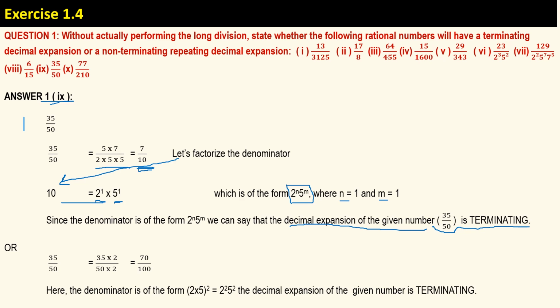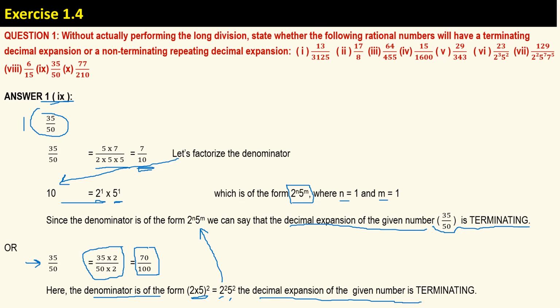If you notice this given number, we can easily solve it in another manner by writing 35 divided by 50 is equal to 35 multiplied by 2 divided by 50 multiplied by 2. What we have done here is that we have multiplied and divided the number by 2, and we got 70 divided by 100. If you notice the denominator, it is of the form 2 multiplied by 5 whole raised to power 2, which is equal to 2 raised to power 2 multiplied by 5 raised to power 2, which is of the form 2 raised to power n multiplied by 5 raised to power m. So we can say that the decimal expansion of the given number is terminating.